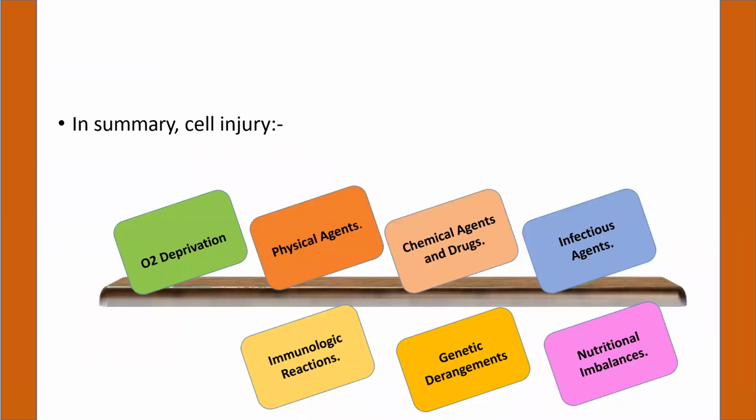So these are the causes of cell injury. One is oxygen deprivation, physical agents, chemical agents, infectious agents, immunological reactions, genetic derangements, and nutritional imbalances.